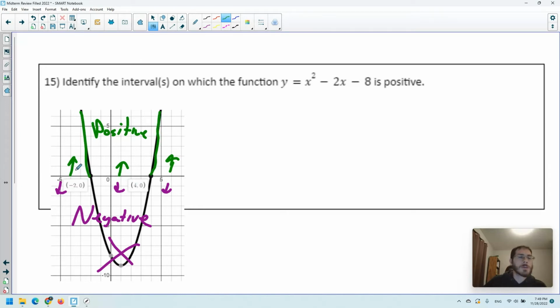So those two sections would be starting from negative infinity until we get to negative 2. So it would be the left side. And then we would go from 4 out to infinity, because that would be the right side. And then that's it. So those are the intervals that were positive.